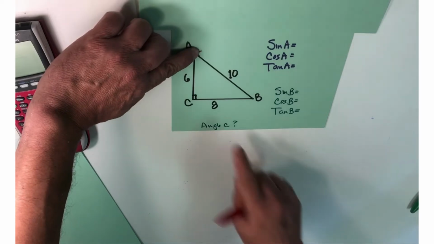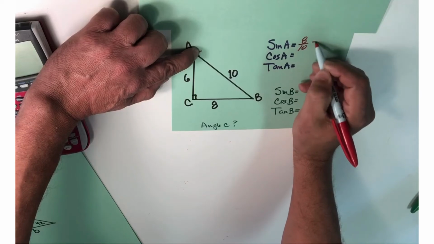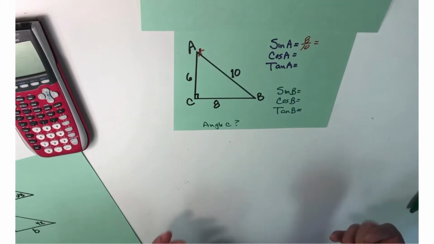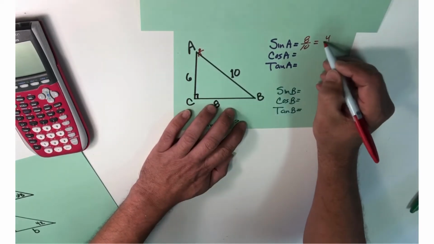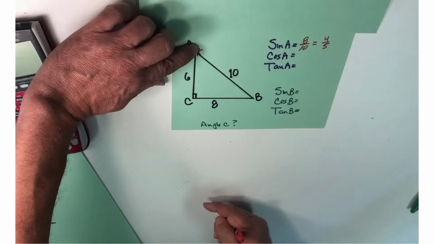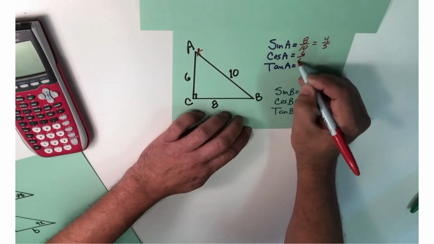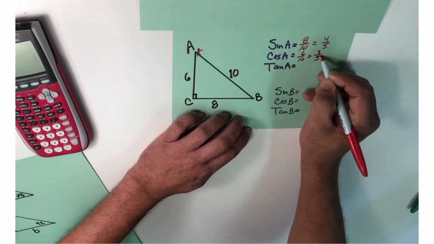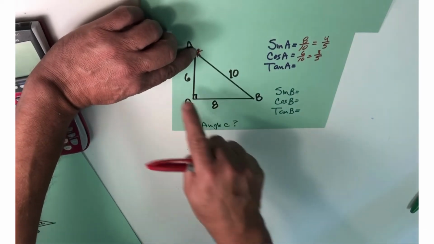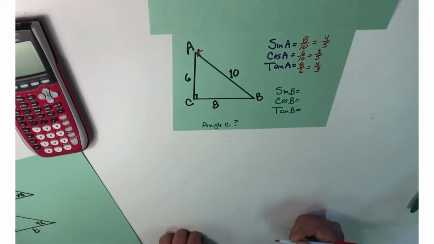So what is opposite of my finger? 8. What is the hypotenuse? 10. So you just write 8 over 10. And please don't ask me, Mister, do I reduce this fraction? When have you not? Always reduce your fractions. This will become 4/5. The cosine of A is CAH, adjacent over hypotenuse. So adjacent to my finger is 6, hypotenuse is 10. So this is 6 over 10, which becomes 3/5. And tangent of this little guy here is opposite over adjacent. That would be 8 over 6, which is, of course, 4 over 3.